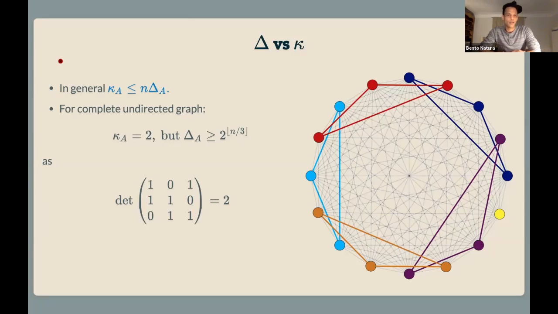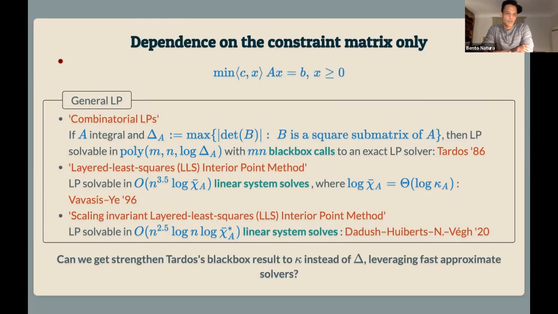But kappa, if you think a bit about it, you see that kappa is upper bounded by 2. So if you get logarithmic dependence on kappa, then even for this incidence matrix, you get an algorithm that is a factor n better than an algorithm that depends on delta. So going back to Tadeusz's framework, where we looked at the dependence on the constraint matrix only, there are also other algorithms that depend on the constraint matrix only.